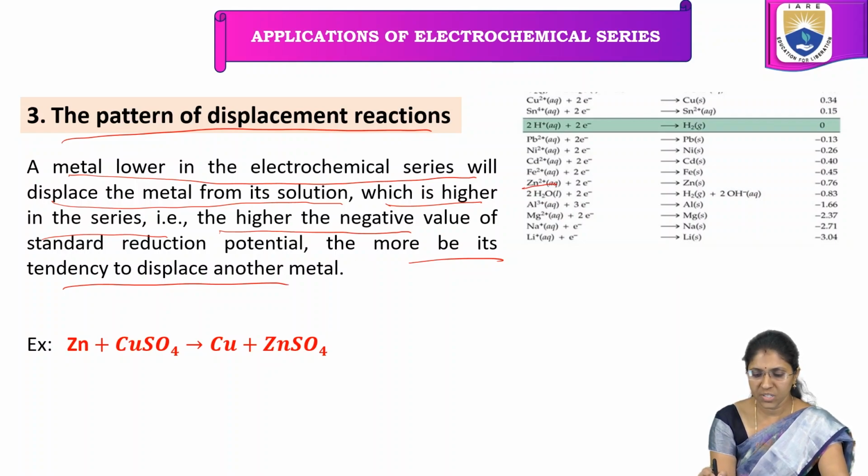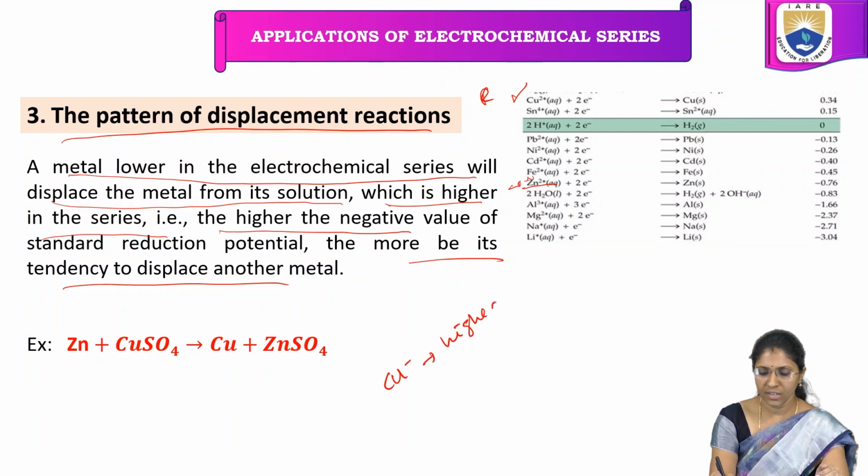So this zinc metal is capable of displacing the copper metal from its salt solution. This one has a lower value than that one. So copper has a higher reduction potential value, and zinc has a lower reduction potential value.